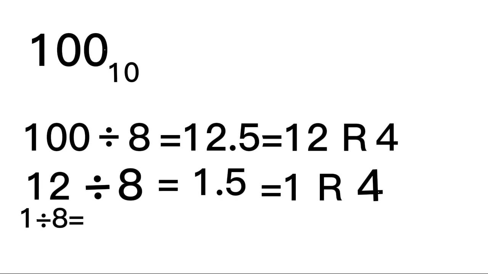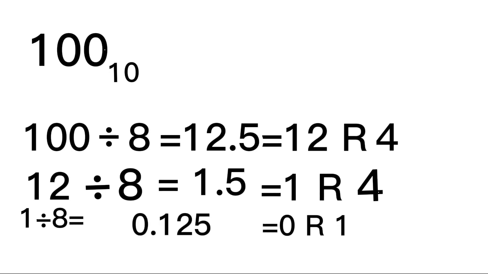Next you take 1 and divide it by 8. Since 1 is less than 8, we could say that 8 goes into 1 0 times with a remainder of 1. You take 1 divided by 8, you will have 0.125. So this number is transferred here. And then if we multiply 0.125 by 8, you will have 1.